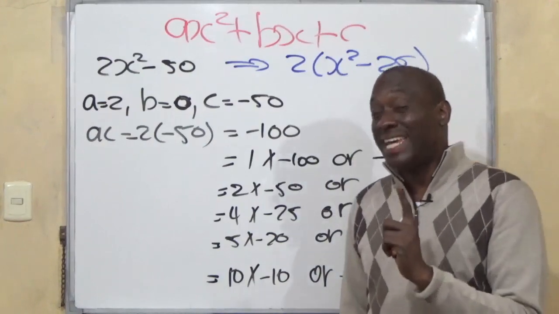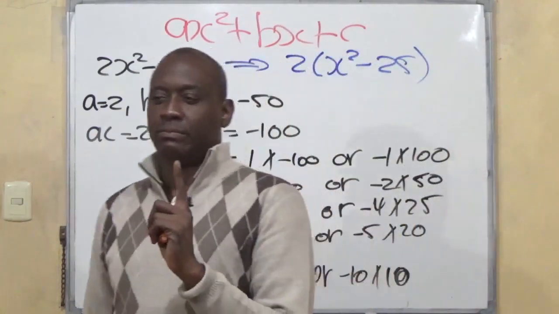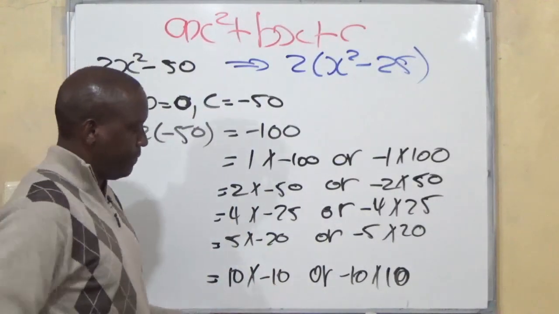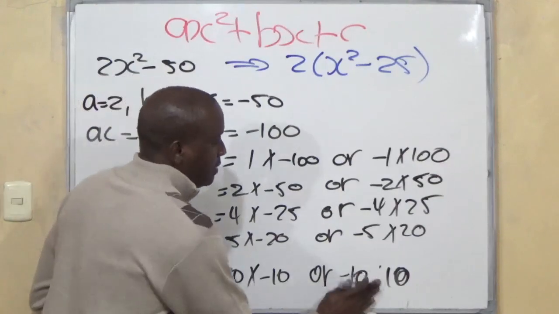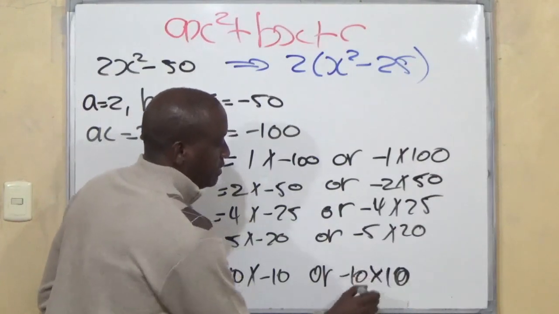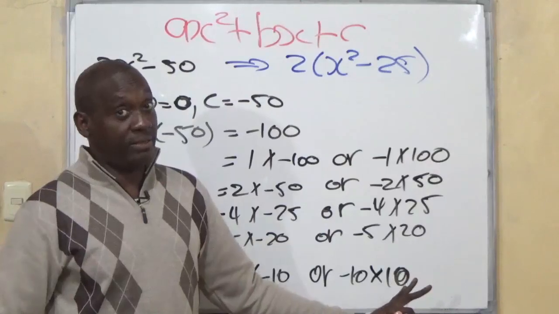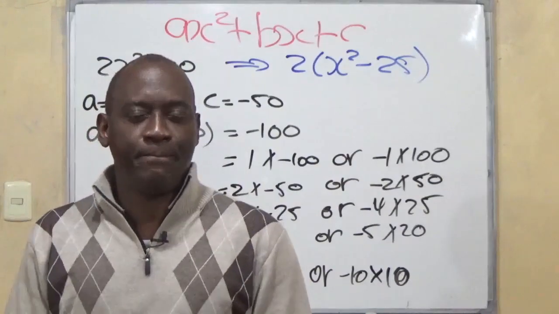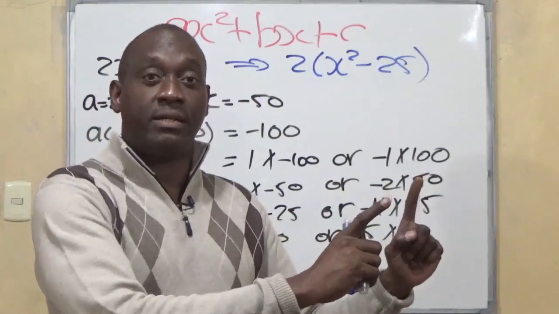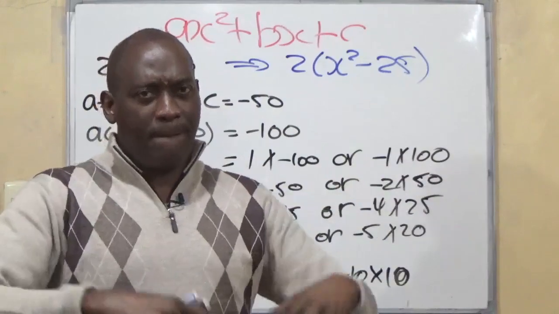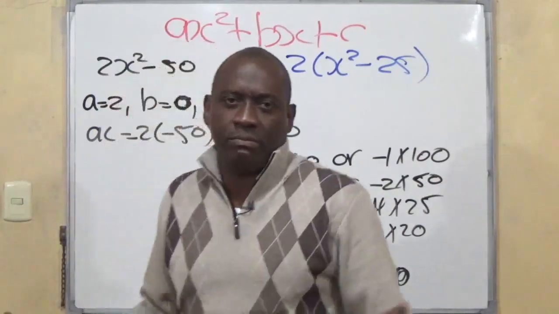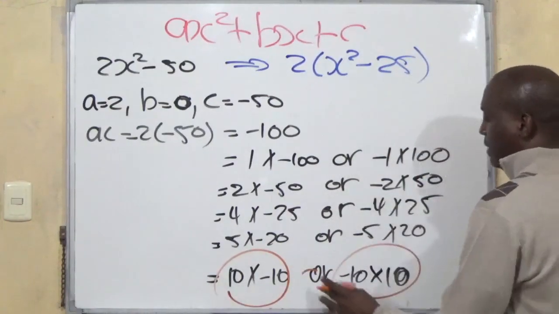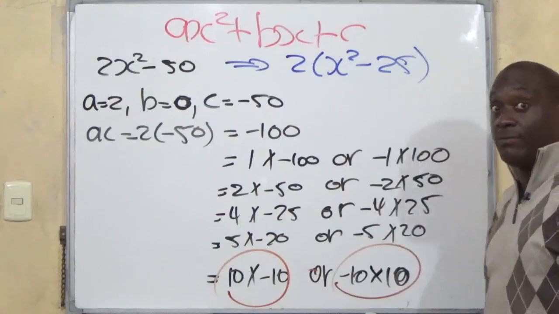Now, they may not be the same in theory. So for theoretical considerations, 10 multiplied by minus 10 can be considered to be distinct from minus 10 by plus 10. There are theoretical situations where 10 by minus 10 is not the same as minus 10 by plus 10. But for practical considerations, it's the same thing. So here we could circle this and we could circle this too. Right? No problem.